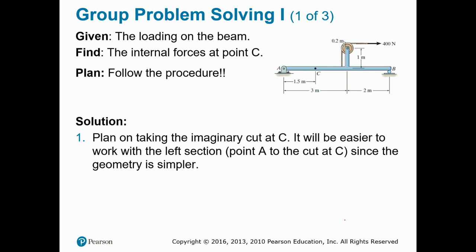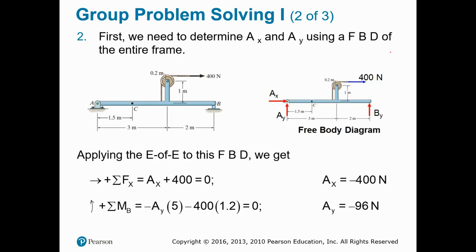Right, so next problem, we're looking for the internal forces at point C. We have a pin support at point A and a roller support at point B. We know that you have AX and AY at point A and BY only at point B. Next, we're going to write our equations. Sigma Fx equal to 0 will help us solve the value of AX. Sigma M about point B equal to 0 will help us solve for AY.